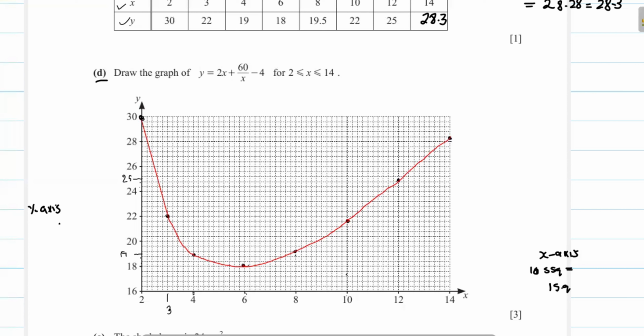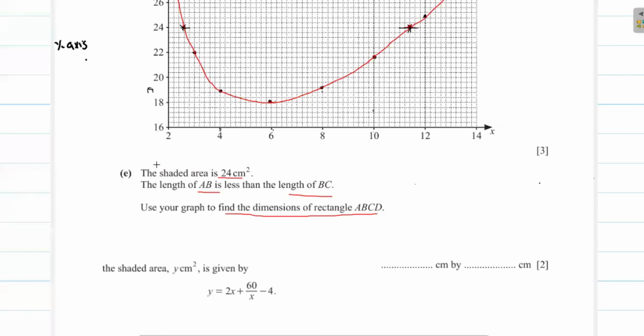After joining these points, we get the required graph, and this is y equal to 2x plus 60 over x minus 4. Part E, the shaded area is 24 centimeters square. The length of AB is less than the length of BC. Use your graph to find the dimension of rectangle ABCD. The area of the shaded region is 24 centimeters square. Y represents the area of the shaded region. Therefore, y equal to 24 centimeters square.